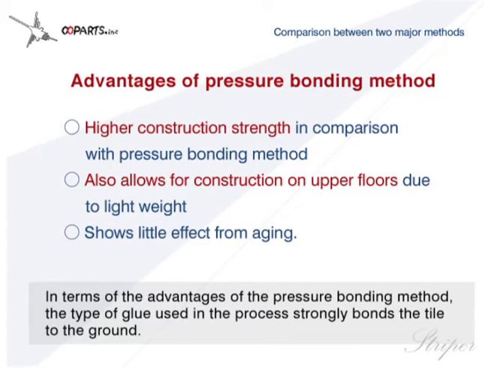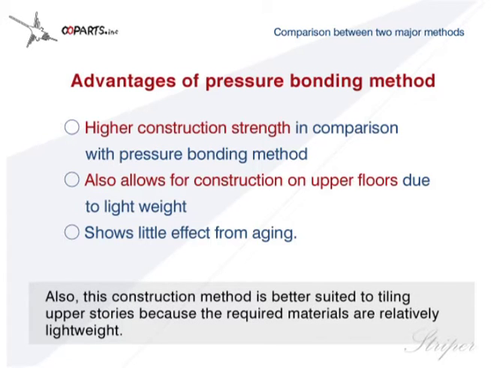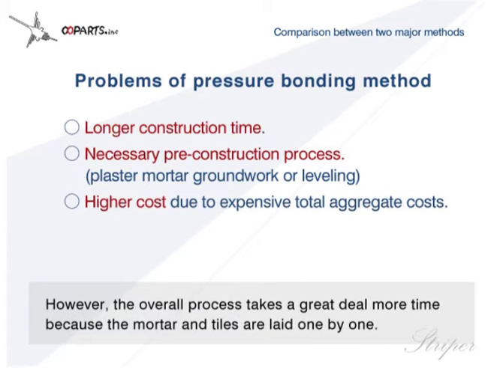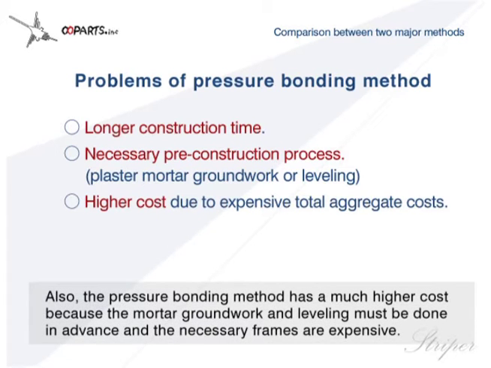In terms of the advantages of the pressure bonding method, the type of glue used in the process strongly bonds the tile to the ground. Also, this construction method is better suited to tiling upper stories because the required materials are relatively lightweight. However, the overall process takes a great deal more time because the mortar and tiles are laid one by one. Also, the pressure bonding method has a higher cost because the mortar groundwork and leveling must be done in advance, and the necessary frames are expensive.